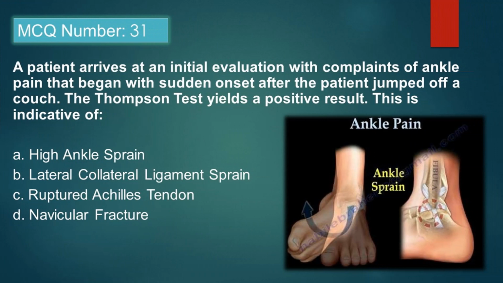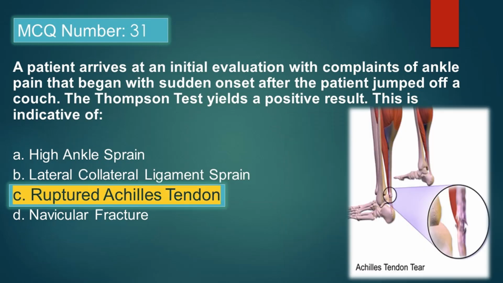Option A, high ankle sprain. Option B, lateral collateral ligament sprain. Option C, ruptured Achilles tendon. And option D, navicular fracture. And the correct answer is option C, ruptured Achilles tendon.